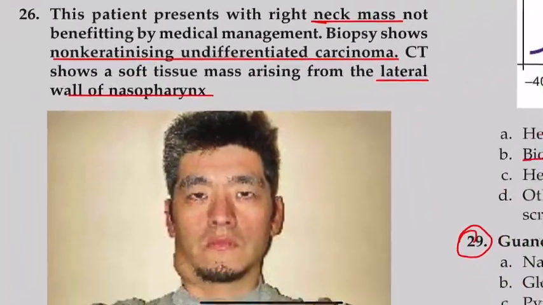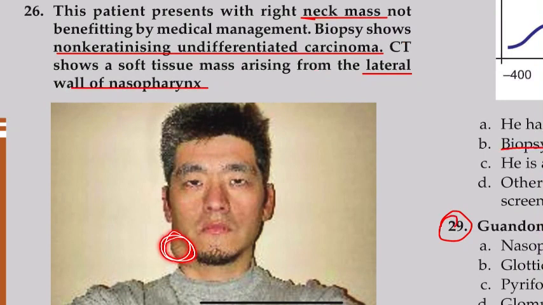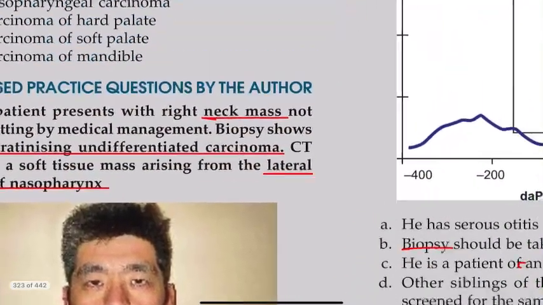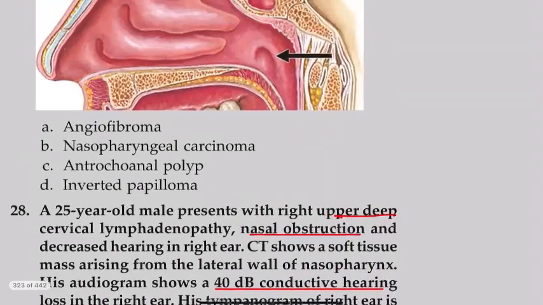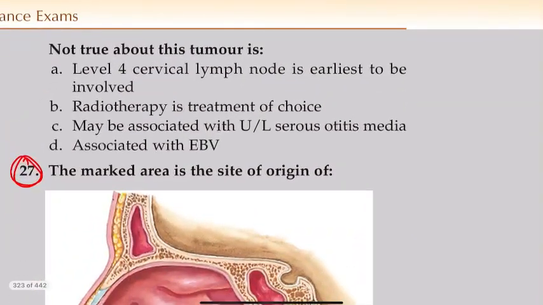In the picture, the patient presents with a neck mass, as you can see, not benefiting by medical management. Biopsy shows non-keratinizing undifferentiated carcinoma, right? CT shows soft tissue mass arising from lateral wall of nasopharynx, right? Okay, now here the question is, what is not true about this tumor?